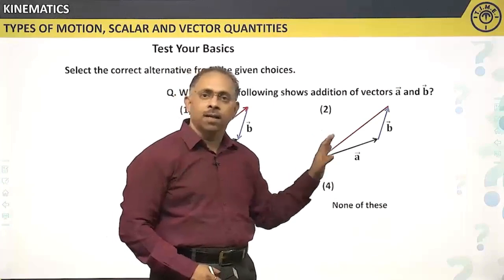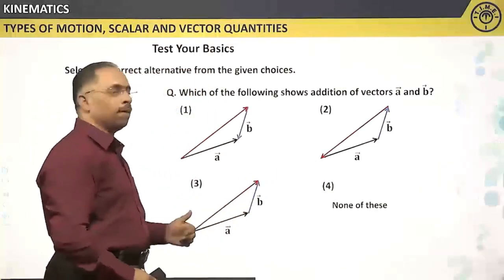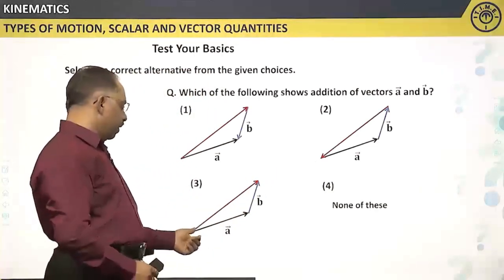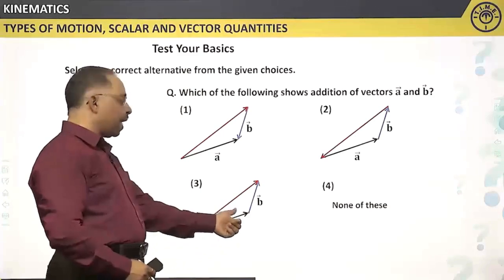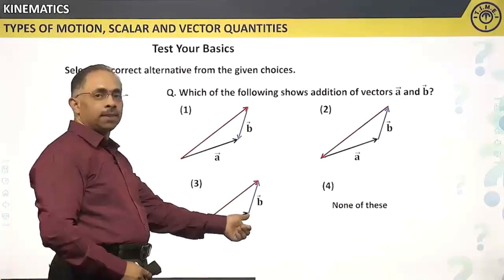Is it according to the law? No, right? Let us look at the third one. Here vector A is shown by the black arrow over here. Starting point is here and ending point is this point.